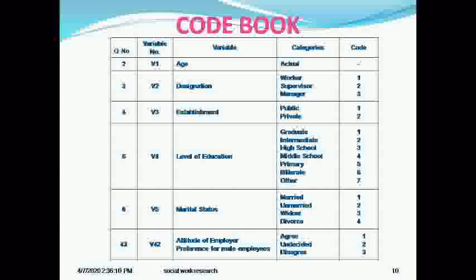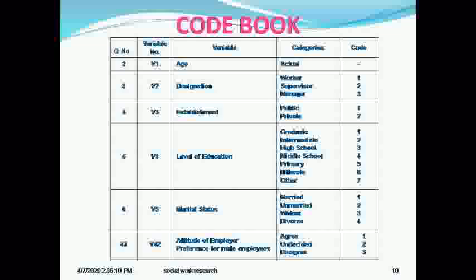The first column is the question number. The second column is variable number, where you find V1, V2, V3. The third column is the description of the variable. That is, the first variable is age. Then we have designation, establishment, level of education, marital status, attitude of employer, preference for male employees. This is very arbitrary. It depends upon your questionnaire, how you prepare your code book.